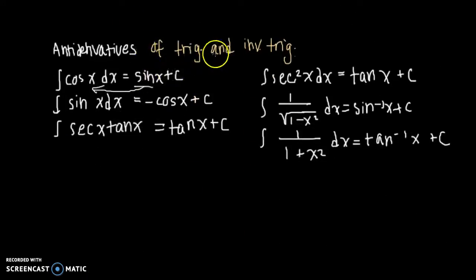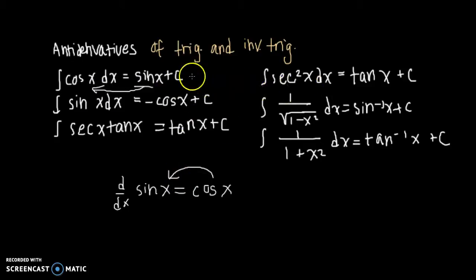For antiderivatives of trig and inverse trig, we have to know what we learned from the last chapter, which is derivatives of trig and inverse trig. All of these are basically the opposite, or vice versa, of derivatives of trig and inverse trig. For example, the derivative of sine x is cosine x. So the antiderivative of cosine x equals sine of x plus c, it's just the opposite of this. But for all of these, we have to add c at the end.